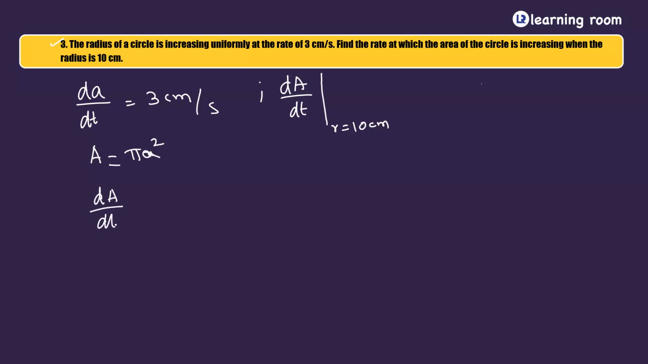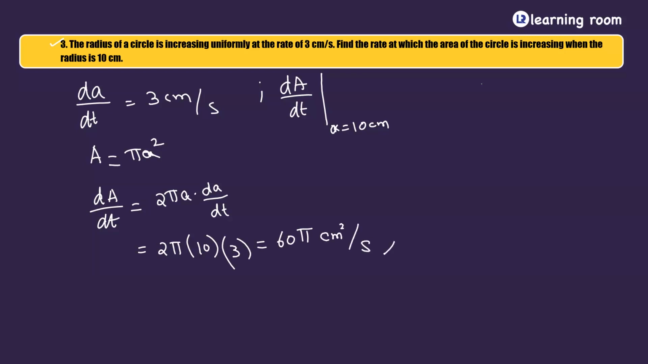So d capital A divided by dt will be equal to 2 pi a into d small a divided by dt. So it is going to be 2 pi into what is the value of small a? A is equal to 10, no? So substitute 10 here, into dA divided by dt, which is 3. So 3 into 20, it is going to be 60 pi centimeters square per second.